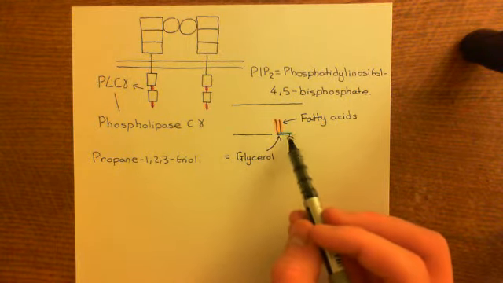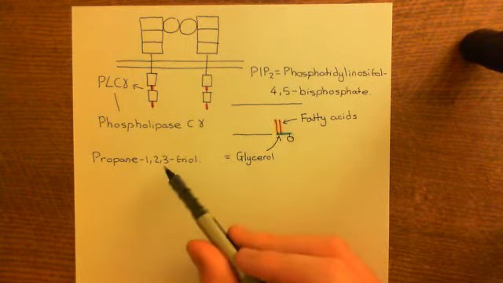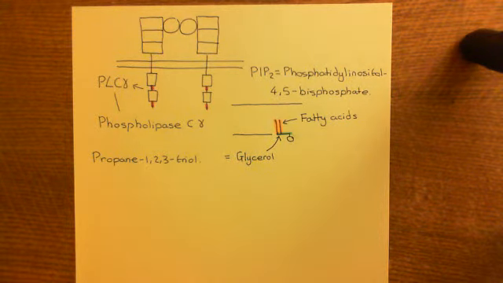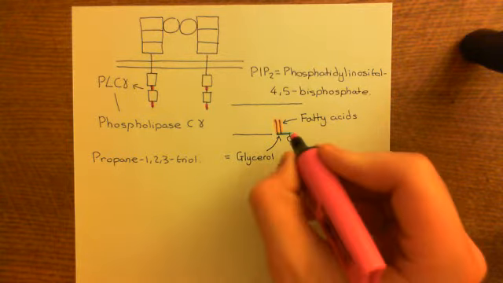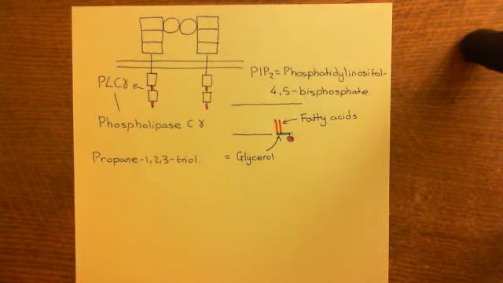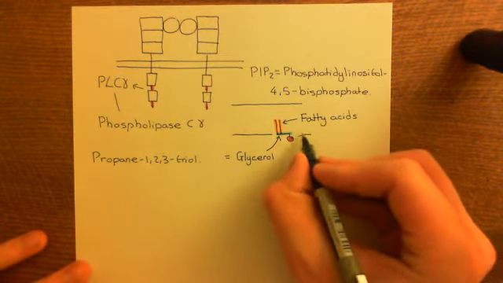It's a 3-carbon molecule where every single one of the carbons has an alcohol group coming off it. Of the first and the second alcohol groups you have esterified fatty acids, and of this third alcohol group you then have a phosphate group. So in pink here, this is a phosphate group.